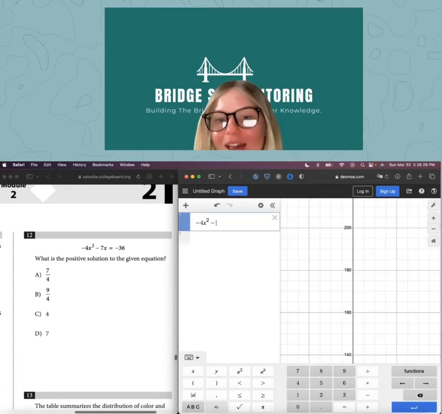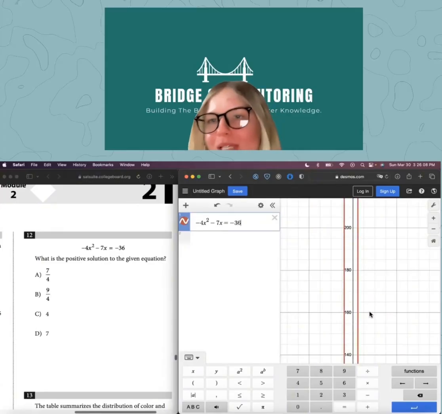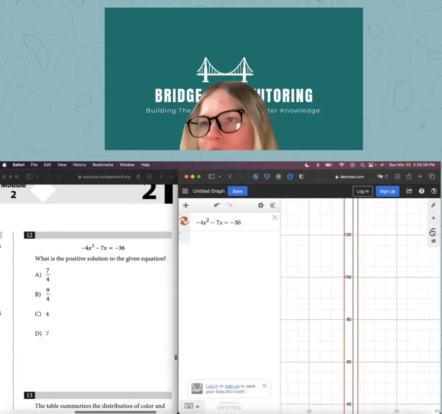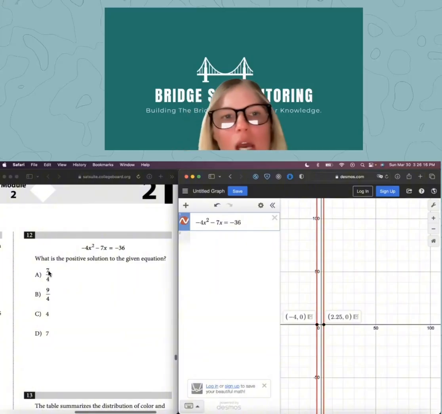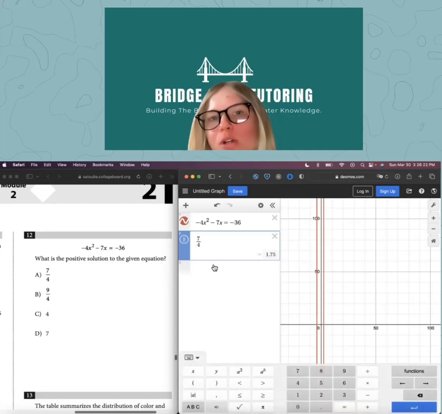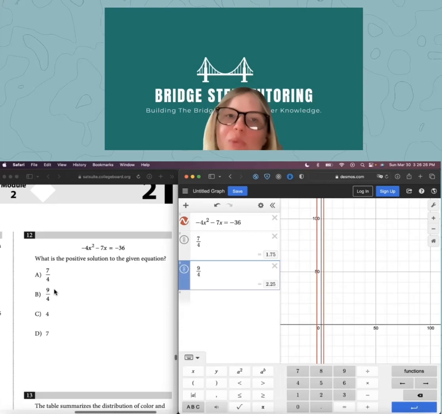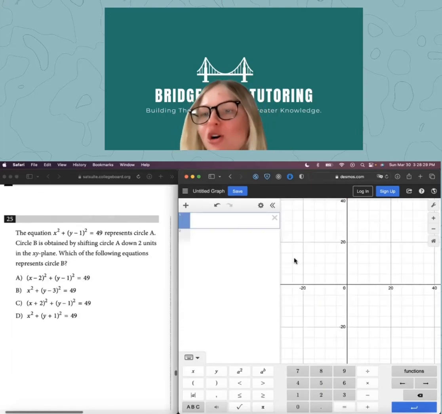Then you have quadratics, one of the most popular topics on the SAT. This comes up on every single SAT. You will never miss it. So we're looking for the positive solutions to the given equation. There's only one here that's positive. The other one is negative. And again, you're looking for anything that crosses that x-axis. 2.25 is the equivalent of 9 over 4. The answer is B.